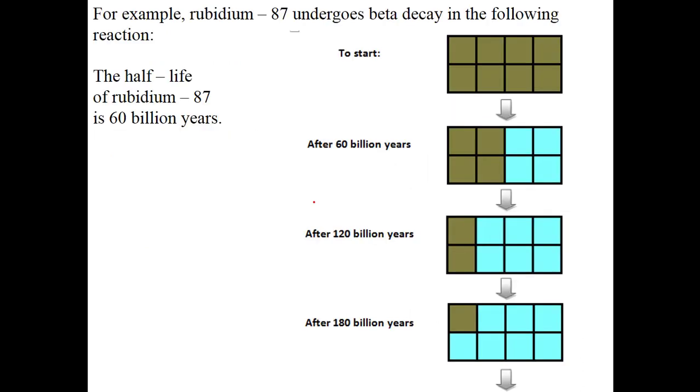So when we look at half-lives in this example, rubidium-87 undergoes a beta decay in the following reaction. The half-life of rubidium-87 is 60 billion years. So after the first 60 billion years, you can see that I went from having 8 squares to only 4 squares. So 4 parent, 4 daughter. Then after 120 billion years, I now have 2 parent and 6 daughter. After 180 billion years, I have 1 parent and 7 daughters, and so on and so forth.